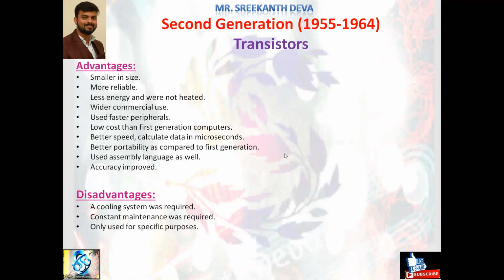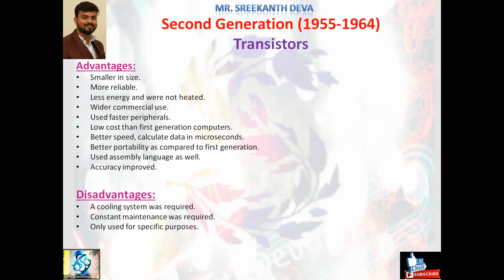There are several advantages and disadvantages in second generation computers. It is smaller in size compared to first generation computers. That is the advantage. It is more reliable. Second generation computers were more reliable, used less energy, and were not heated as much as the first ones. They had wider commercial use, better portability compared to the first generation, better speed and could calculate data in microseconds, used faster peripherals, and used assembly language as well.